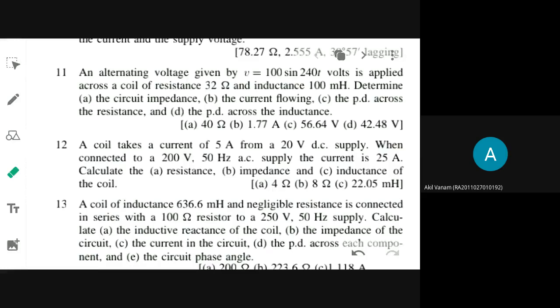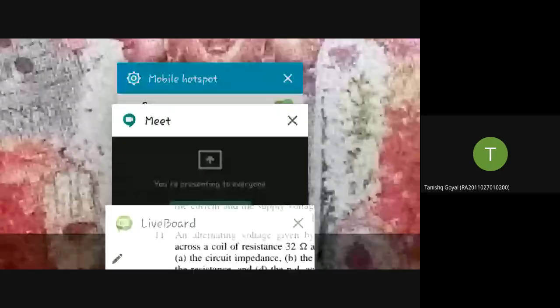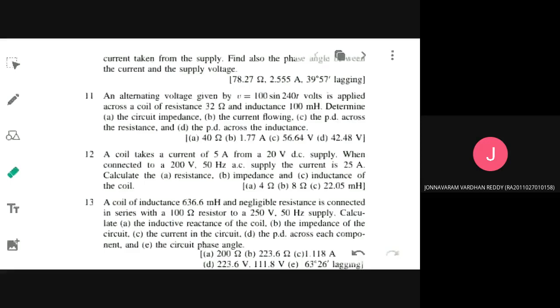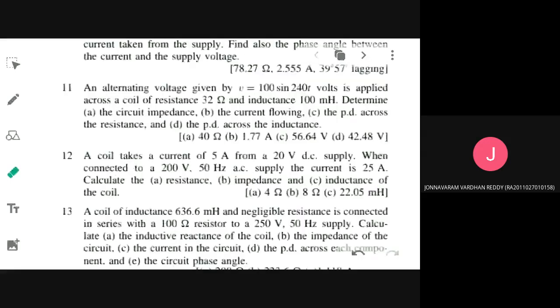What about the formula for current? V equals I Z, so I equals V by Z. So what is V? 100 by root 2, ma'am. Why are you doing 100 by root 2? Ma'am, to get the RMS value. This is Vm, so you are finding out Vrms. Okay, then current is 100 by root 2 divided by Z. Have you got 1.77 ampere as the answer? Yes, ma'am.